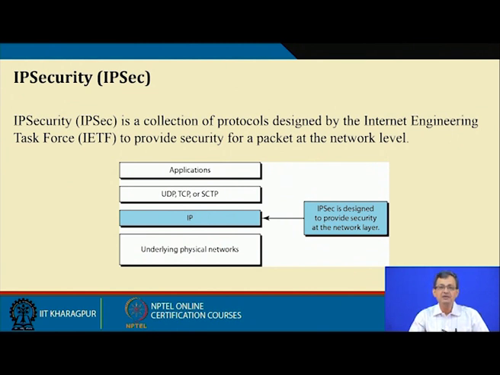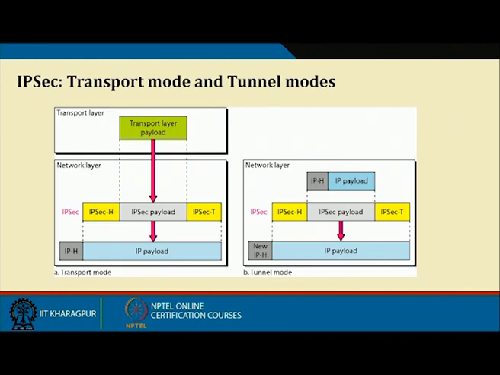So, at the IP level, the IP security or IPsec is the predominant protocol. It is a collection of protocols designed by the IETF to provide security to packets at the network level. In other words, instead of IP it is IPsec, and the other layers are able to interpret it in a similar fashion. So, there are two modes for IPsec: one is called transport mode, another is tunnel mode. So, these are the two modes of communication.